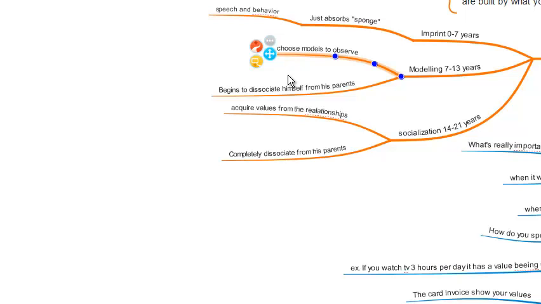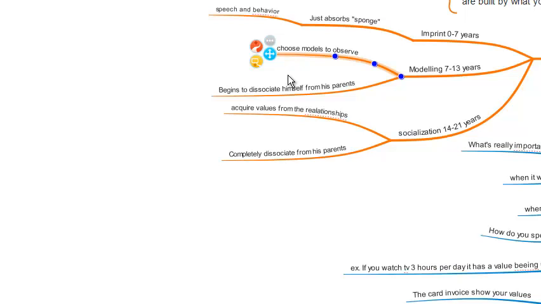And you are a fruit of your environment. Of course, your values today are mostly absorbed from 0 to 7, but you absorb values from 7 to 13.